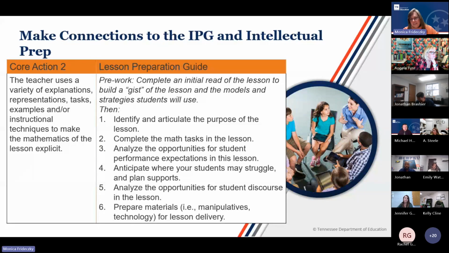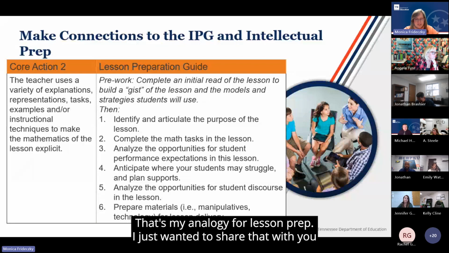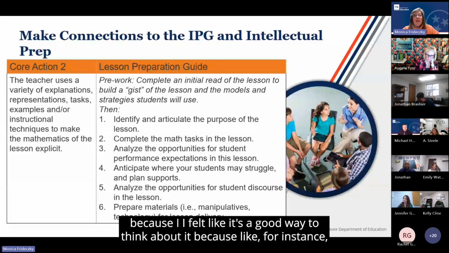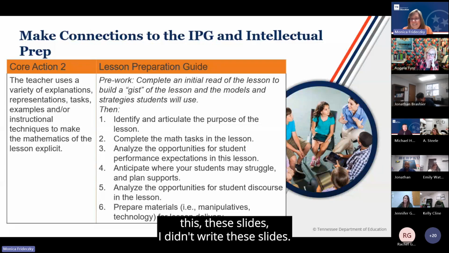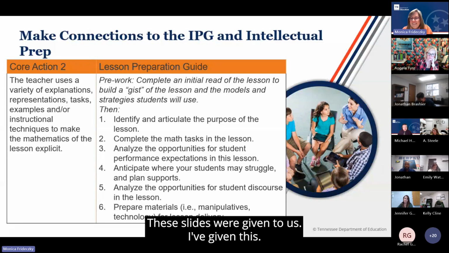That's my analogy for lesson prep. I just wanted to share that with you because I feel like it's a good way to think about it. Because, for instance, these slides, I didn't write these slides. These slides were given to us.